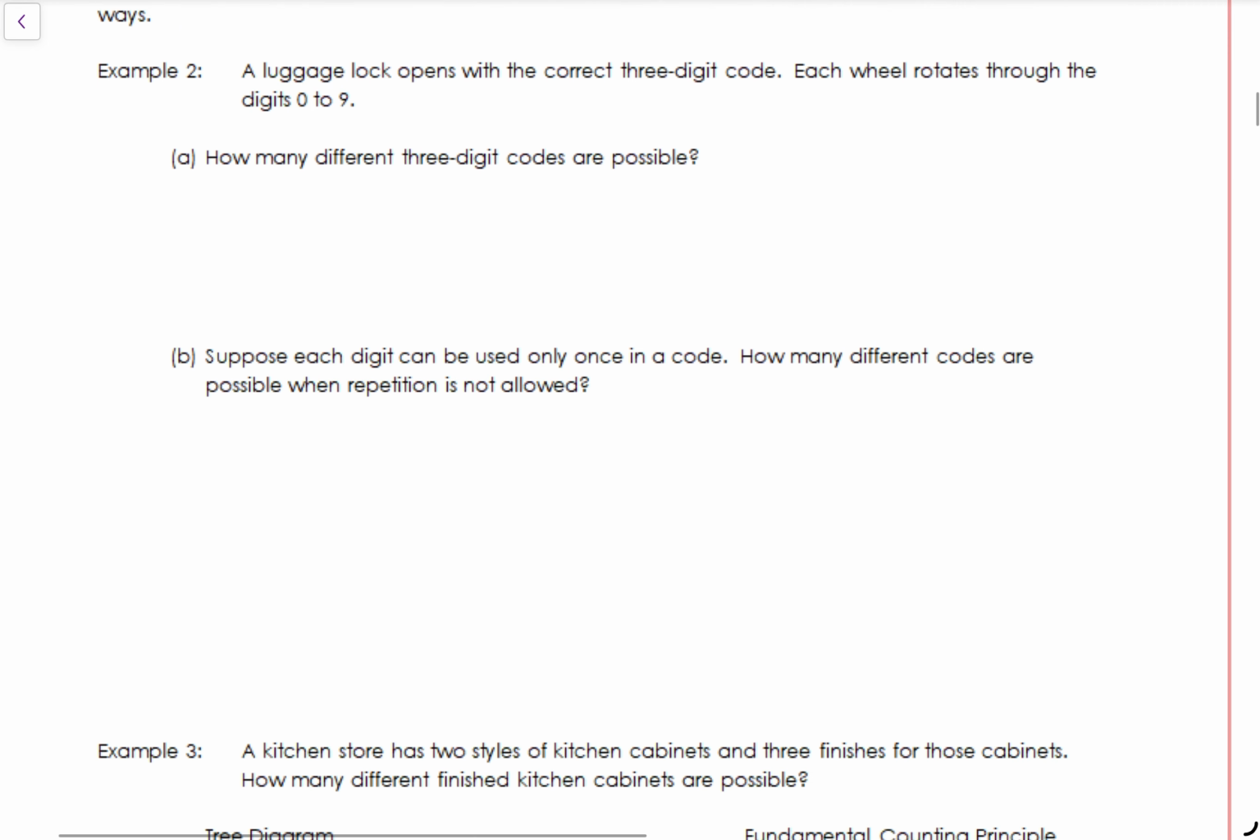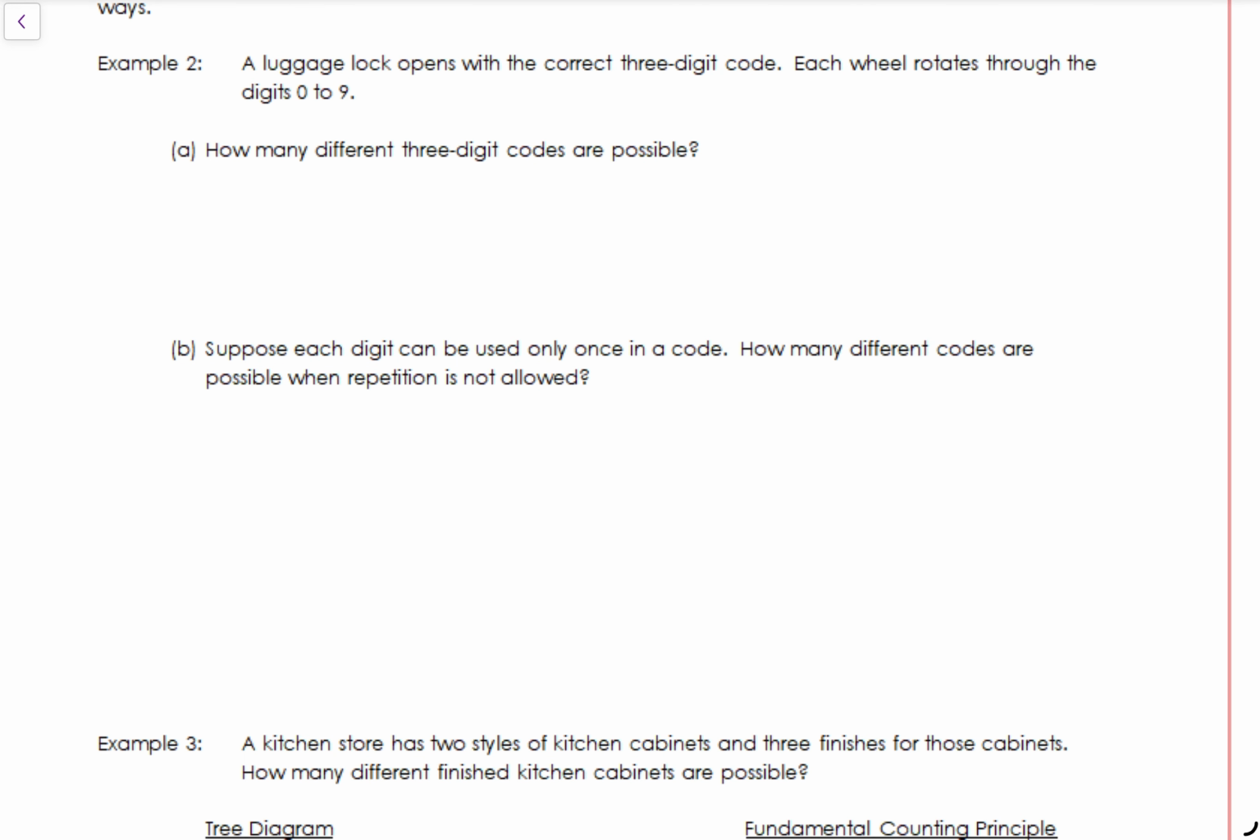So let's take a look here. Example 2. A luggage lock opens with the correct 3-digit code. Each wheel rotates through the digits 0 through 9. How many different 3-digit codes are possible? So just to be clear, digits 0, 1, 2, 3, 4, 5, 6, 7, 8, 9. There are 10 digits if you include 0.